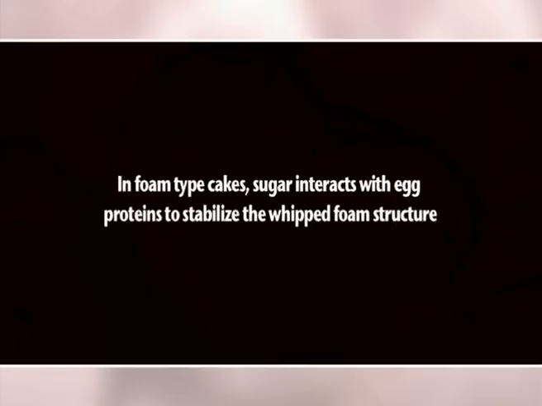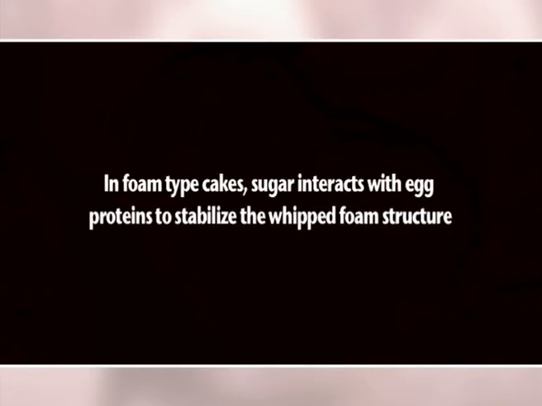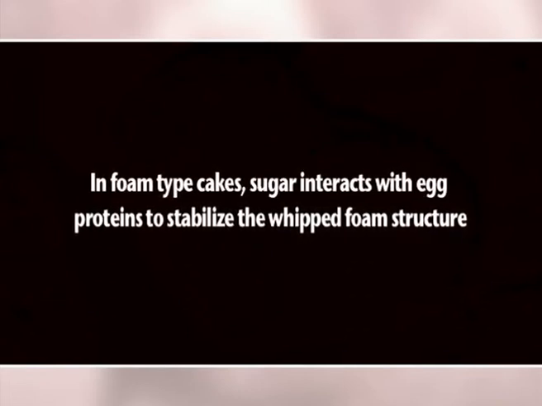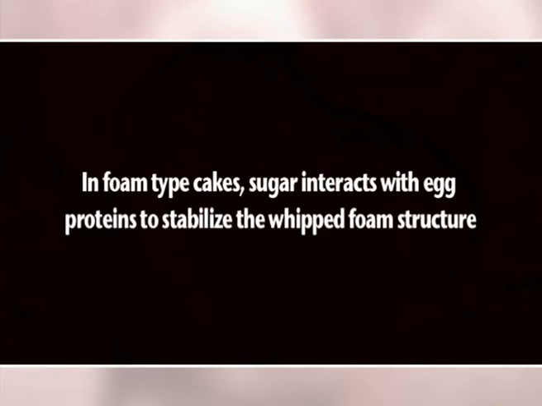Role of sugar in egg foams. Sugar serves as a whipping aid to stabilize beaten egg foams. In foam-type cakes, sugar interacts with egg proteins to stabilize the whipped foam structure. In doing so, sugar makes the egg foam more elastic so that air cells can expand and take up gases from the leavening agent.